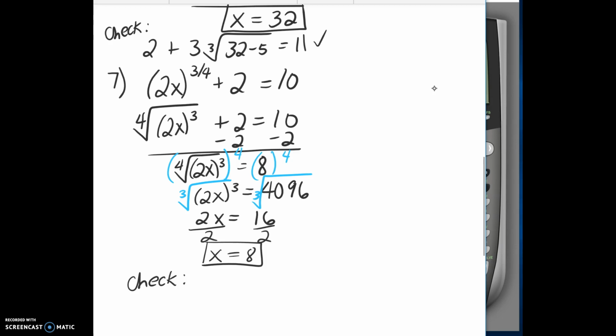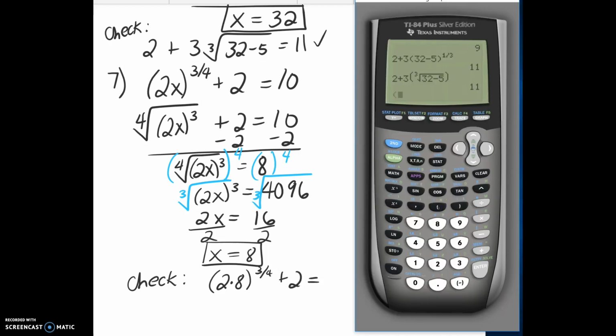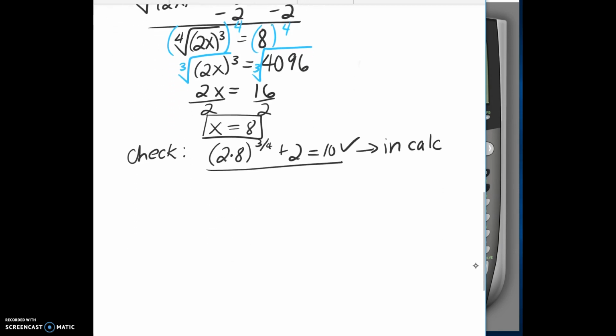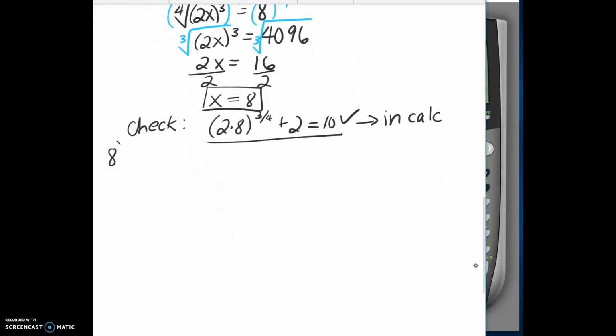And then a quick check. 2 times 8 to the 3/4 plus 2. We want that to come out to be 10. And it checks out, it does come out to be 10. Now the check that I'm writing here, this is really something that you can do in the calculator. You don't have to write it out, but I want to show it in the notes to show that we are doing it. And to remind you that when you're doing your own practice that you should be checking.